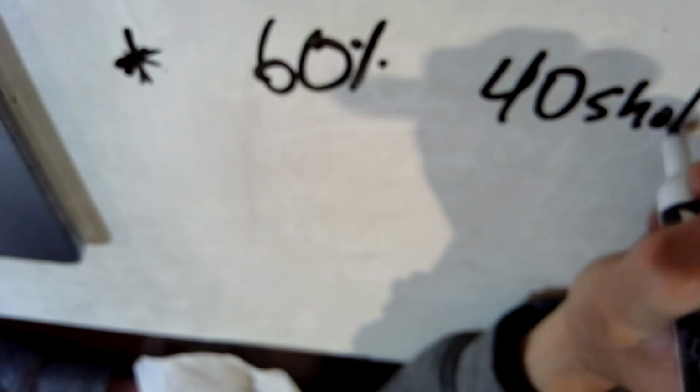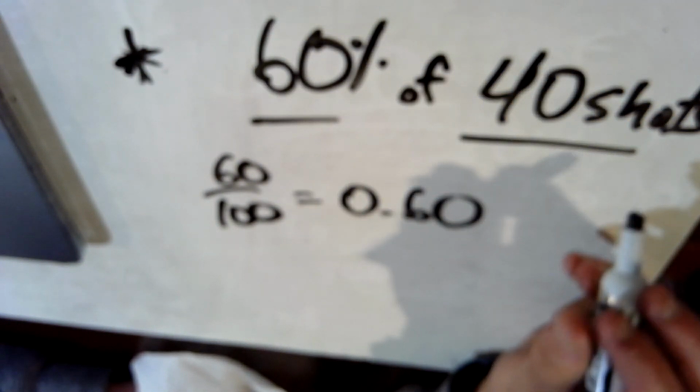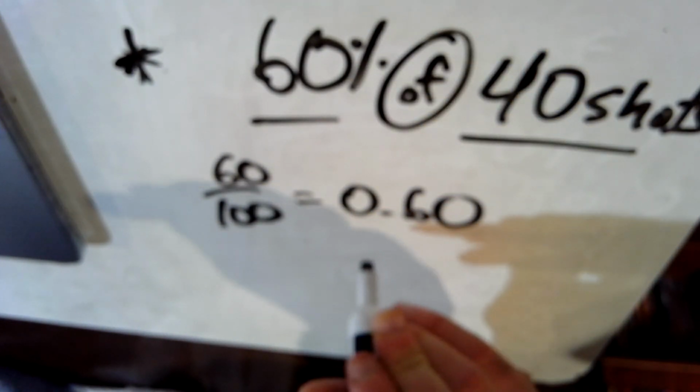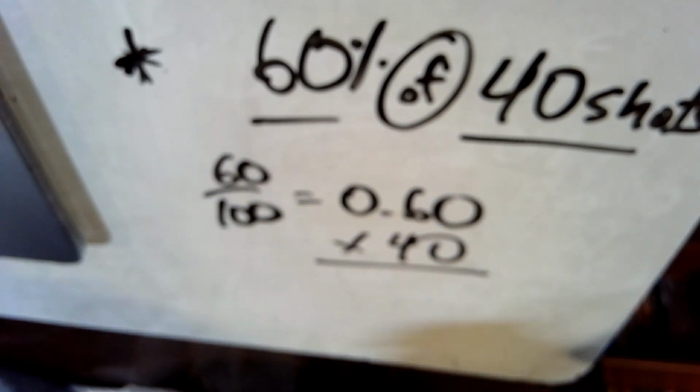Okay, let's try one more now. A basketball player makes 60% of her shots. That's pretty good. And she took 40 shots. First, 60%, what is that as a decimal? We know it's 60 out of 100, or 60 hundredths. It's also the same as 6 tenths. 60% of 40 shots. She took 40 shots, she made 60% of the shots. So we're going to multiply 60 hundredths, which is the same as 60%, times 40.